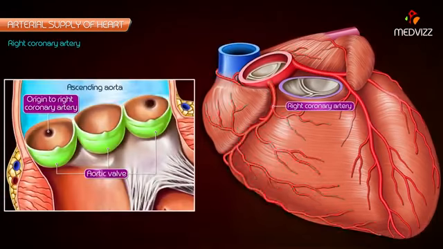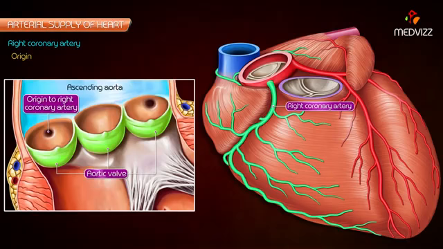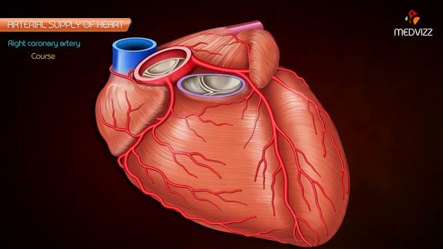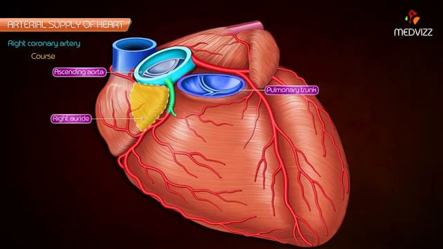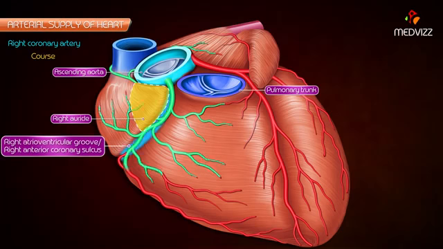Right coronary artery. Origin. The right coronary artery arises from the anterior aortic sinus of the ascending aorta immediately above the aortic valve. Course. After arising from the ascending aorta, the right coronary artery first runs forwards between the pulmonary trunk and the right auricle, and then it descends almost vertically into the right atrioventricular groove, the right anterior coronary sulcus, up to the junction of the right and inferior borders of the heart.